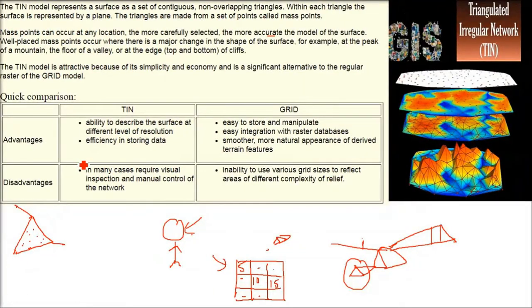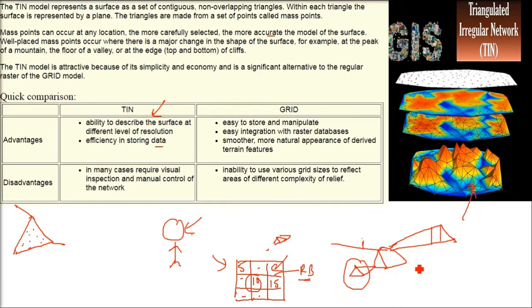So there are certain comparisons with the grid. There are certain advantages of TIN. It has the ability to describe the surface at different levels of resolution, and it is very efficient to store data as against the grid. The grid also has some advantages. That is, the data can be easily stored and manipulated, and the raster databases which are available can be easily integrated with the grid, and it is quite smoother in appearance. TIN is not that smooth. We can make it smooth with more triangles, but if we have a coarse triangulation, if we have a smaller number of triangles, then it will be coarse.